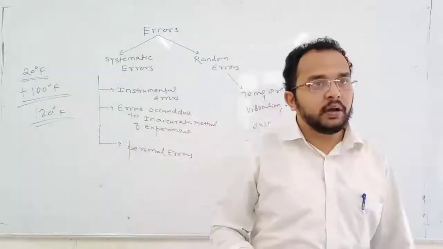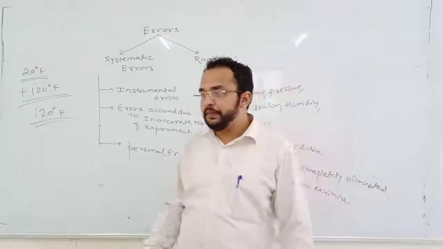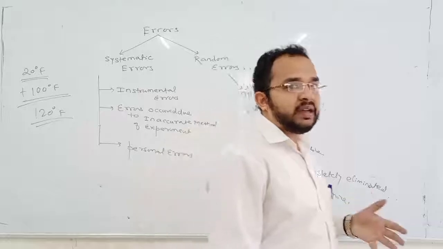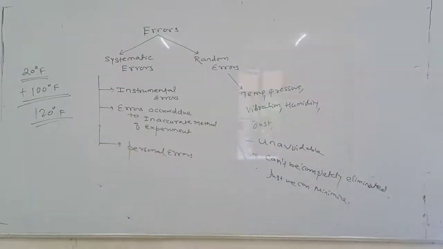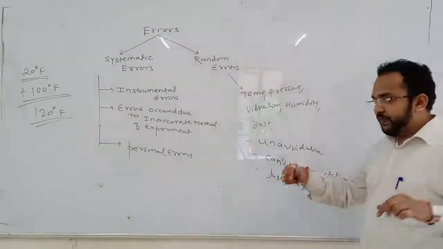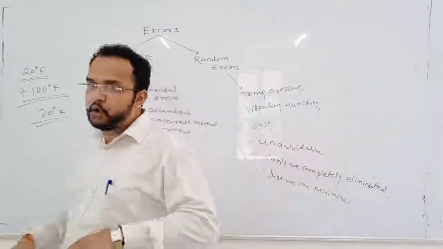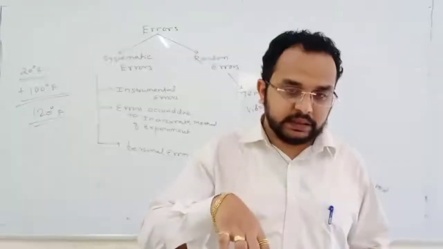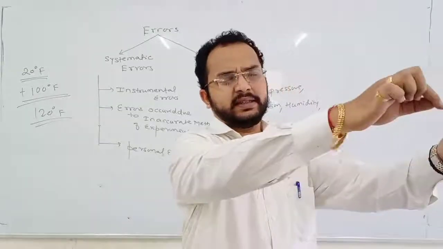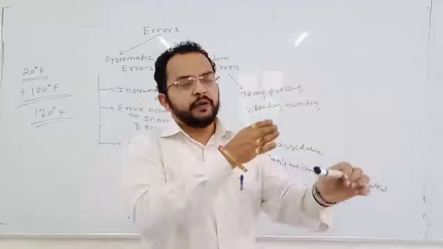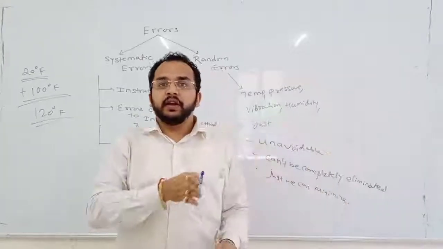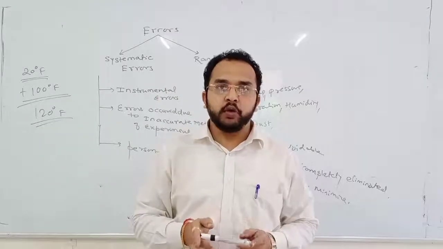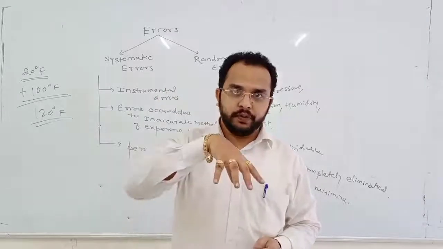The most common example of personal error is parallax error. Parallax error means if you have a scale made up of glass, and while taking measurement you have to look from up to down like this. If you are taking the reading like this, then you will not get correct reading. Because of refraction you will get inaccurate reading. So to get exact reading you have to look from top view.